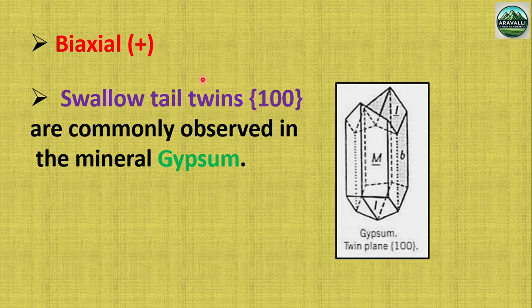Now another property: the optic sign of gypsum is biaxial positive, and the examiner directly asks you about the twin. So the cell-tail twin is present in gypsum crystals. Also remember the twin plane, one not. The examiner directly asks which mineral is an example of cell-tail twin. So the answer is gypsum.